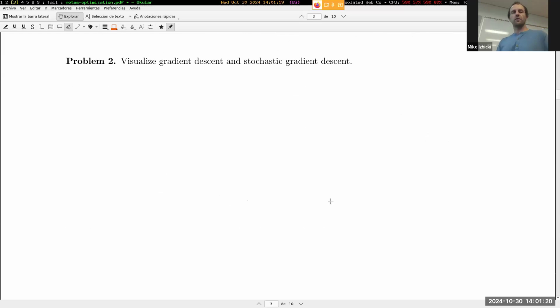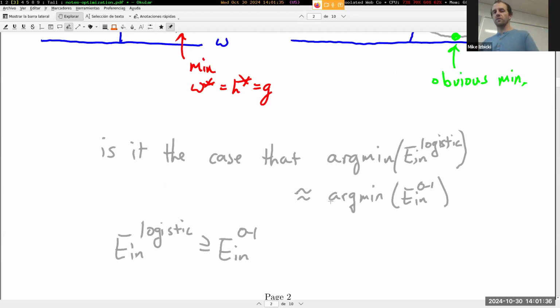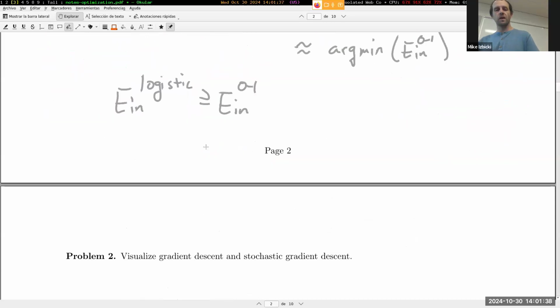Problem number 2 down here, visualize gradient descent and stochastic gradient descent. The paper that we'll be going over next is about some of the math details, the equations behind these two algorithms right here. But this first problem is just trying to get us some intuition about what these problems do graphically.